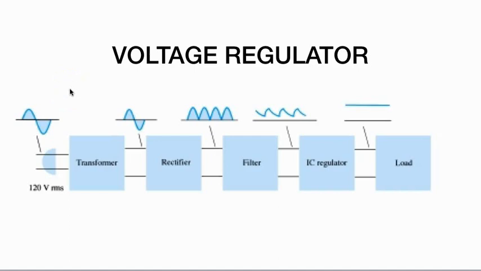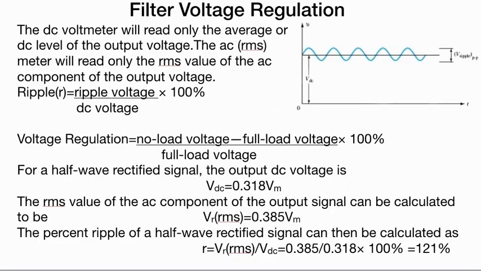If you look at the voltage regulator, the voltage regulator is not actually part of this diode topic, but considering its importance, I would like to discuss it here. The filter voltage regulator: when you have an RC in your circuit, you will have some ripple in your output voltage.